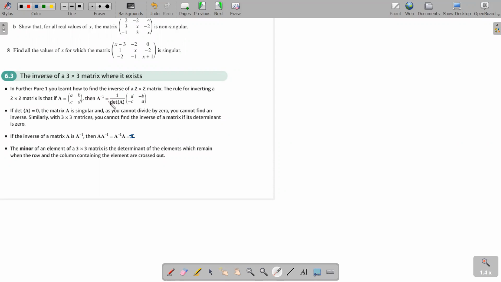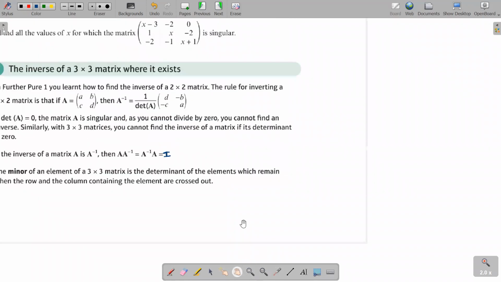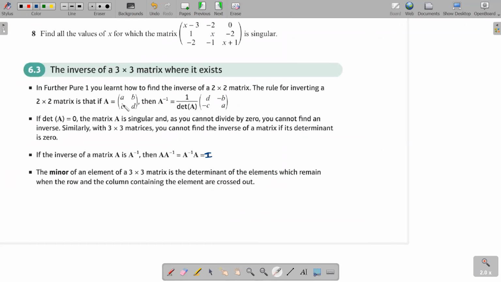To find the inverse of a 2 by 2 matrix, we'll just quickly remind you. How did we find it? We found the determinant of the matrix and we wrote A inverse is equal to 1 over determinant A, and in the main diagonal, you can see the elements A and D are switched. In the other diagonal, the elements are not switched, but the signs are switched. That's how we got the inverse of a 2 by 2 matrix.